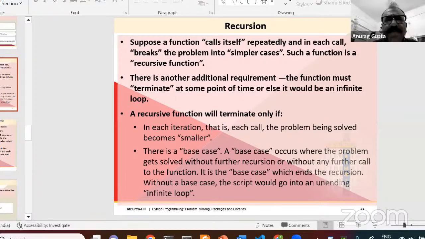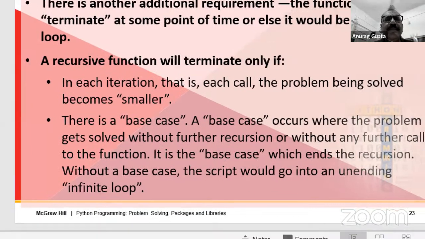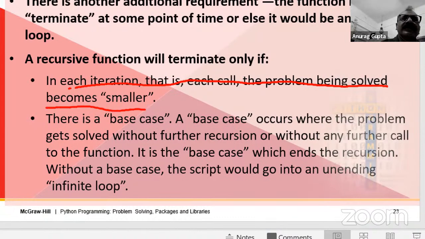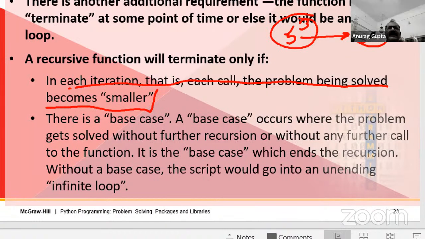Okay. So for a function to work recursively, you need two things. For any function in computer science, if you want it to work recursively, it has to have two things. First, in each iteration, each call, the problem becomes smaller. Like I gave the example 5 to the power 3. This got converted into a problem of 5 to the power 2, which is a smaller problem than this. So it must happen. And finally, there must be a base case, which would be 5 to the power 0, which is 1.